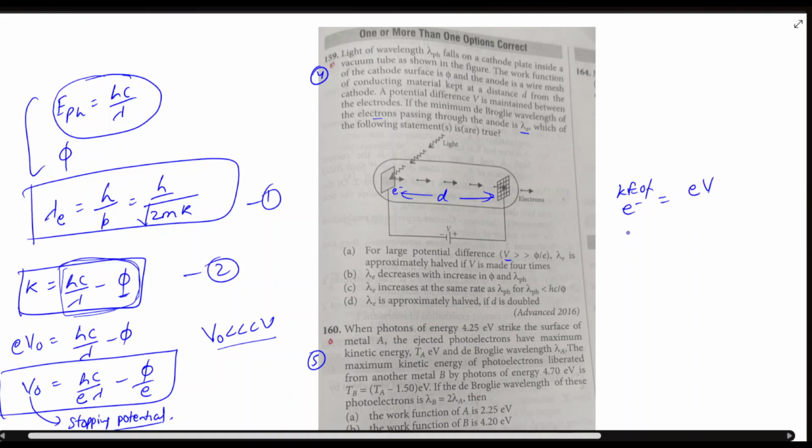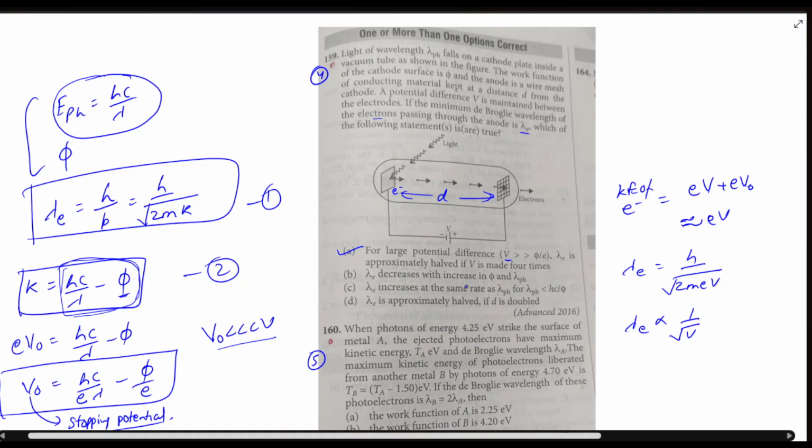Are you getting me? Because if you add eV plus eV naught, it will be approximately eV. This potential is quite large, very large, so the potential difference we are giving is quite large, so it will be eV. If you put that here, lambda e will be h upon root 2meV. So lambda e is proportional to 1 by root V. If you make V 4 times, lambda will be half. So this is correct.